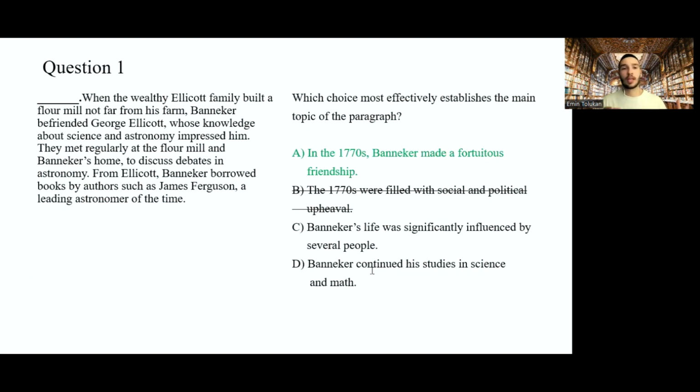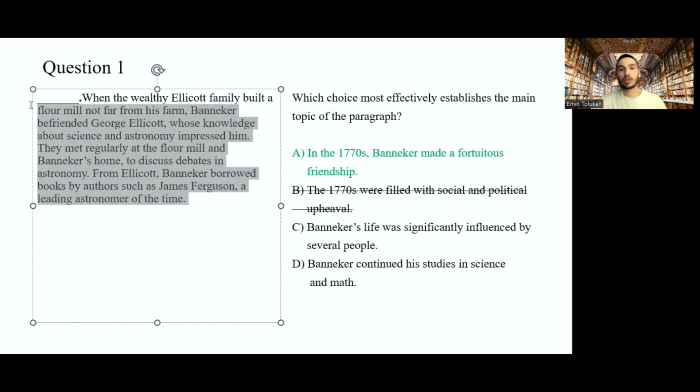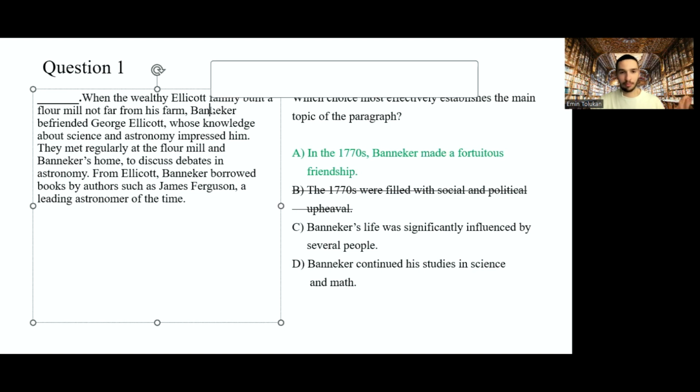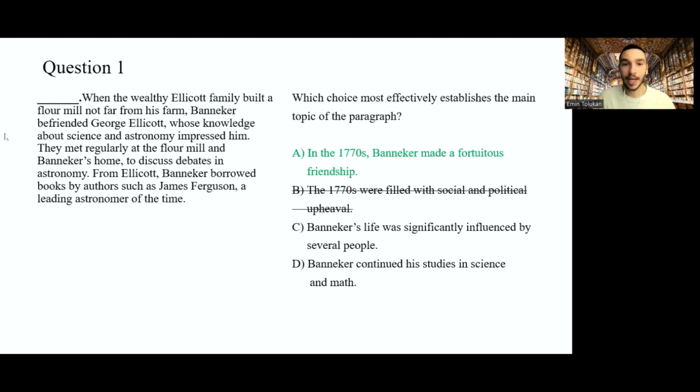What does it mean? It means in the passage, if you're talking about one person, one friend, then the answer should also be about one friend. If in the passage you're talking about one friend, but in the answer choice it says several people, that is not consistent. The passage did not mention several people. It mentioned only one person, George Ellicott. I'm sorry, Banneker. Yeah, Banneker is the friend of George Ellicott. So that means that we're talking about one person and not several people.